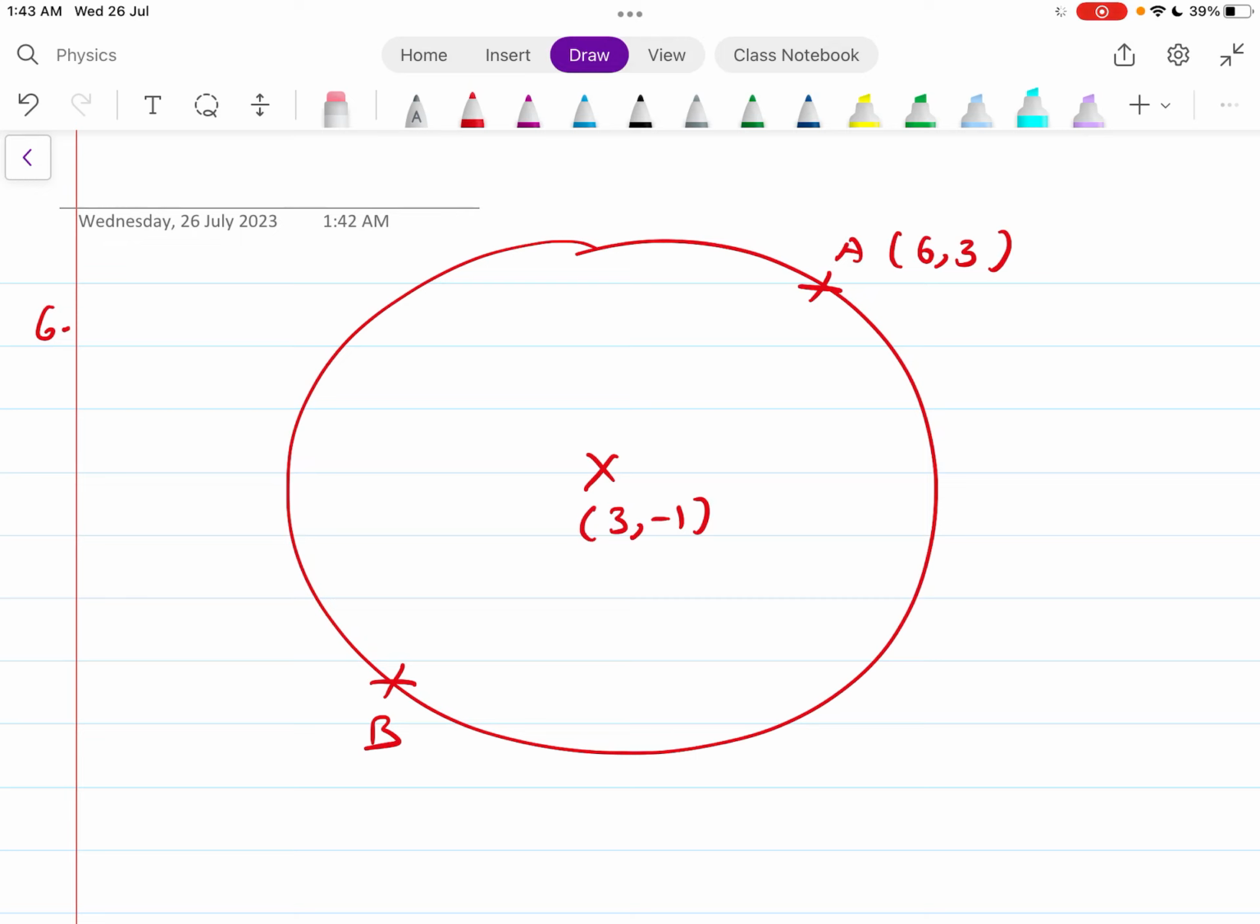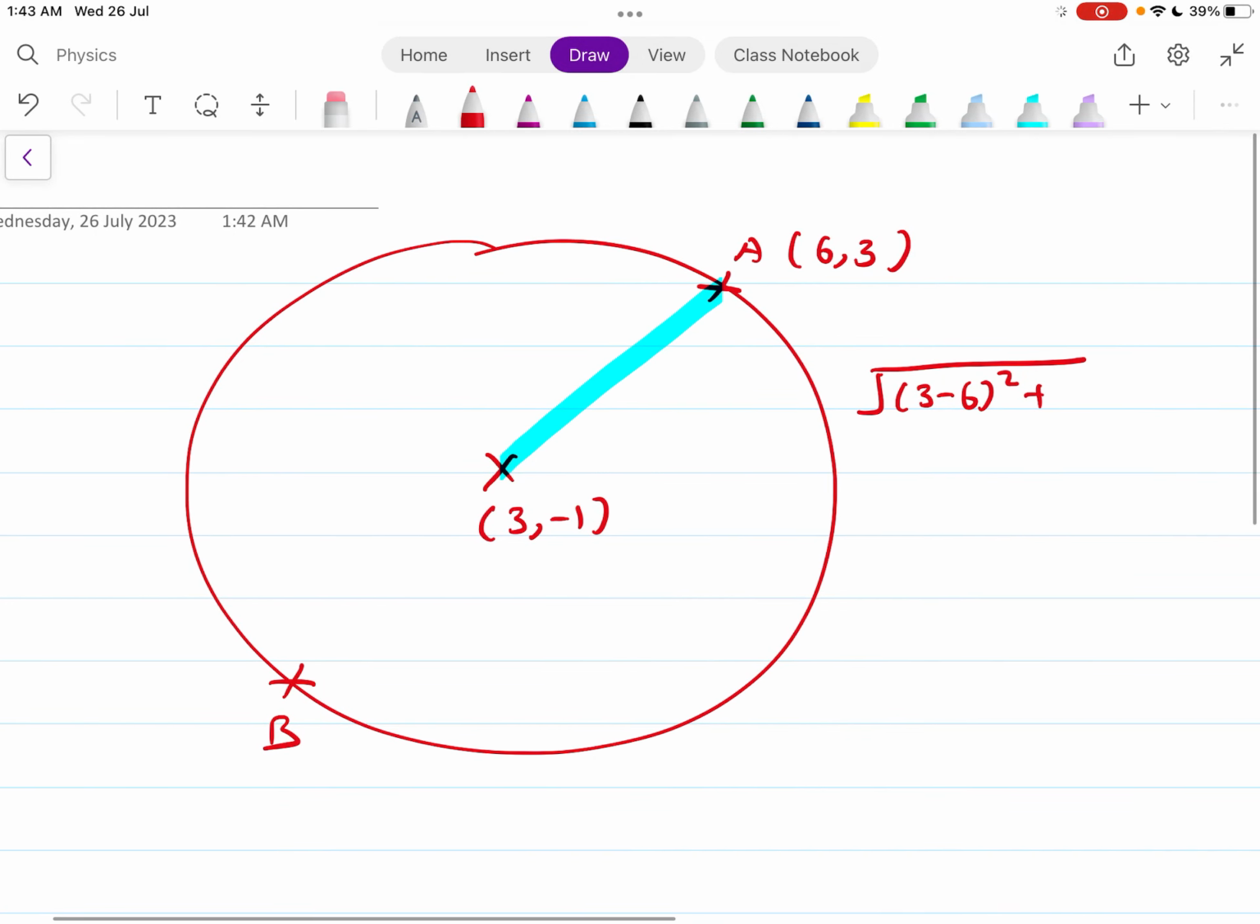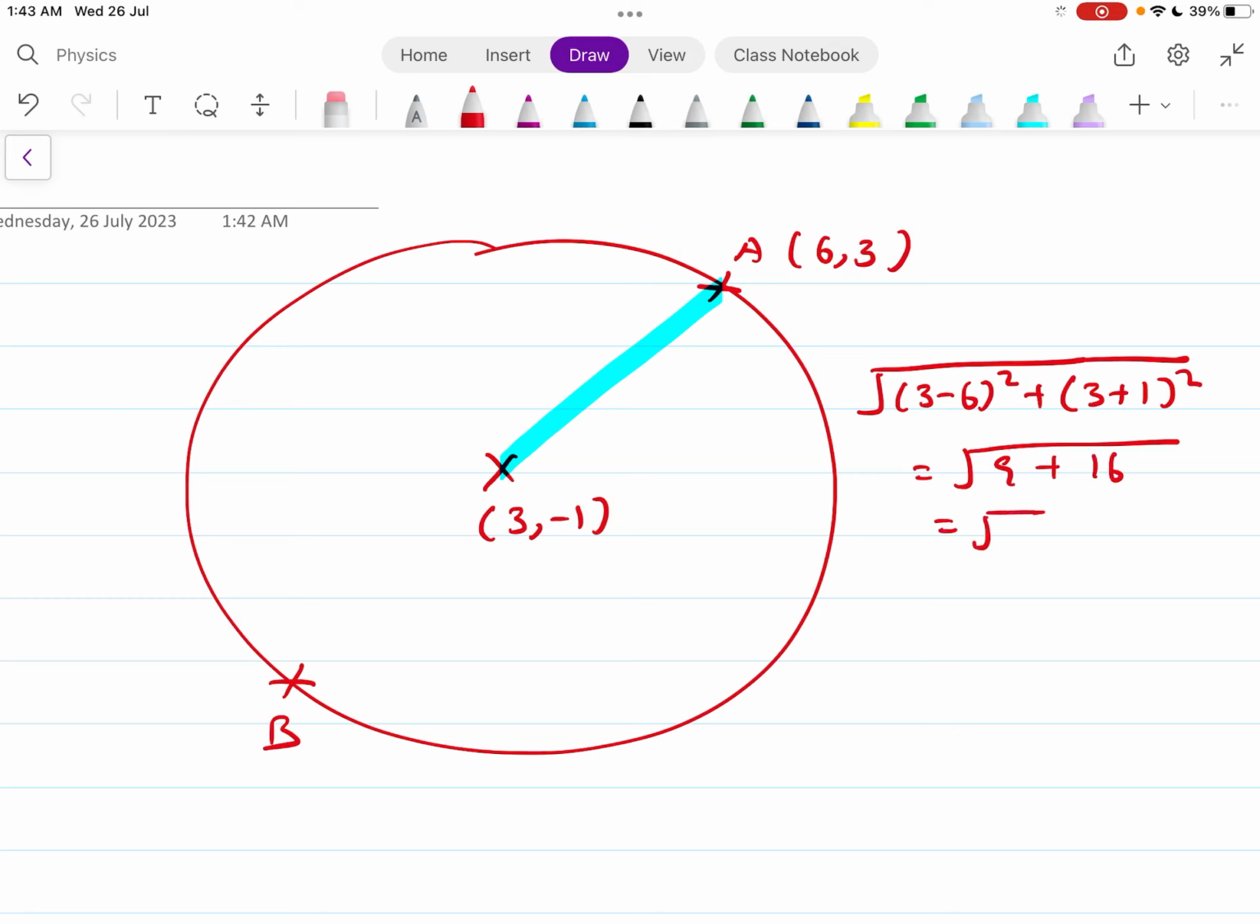Okay, so for the radius, it's simple. You simply just use the length formula, right? So square root of (x1 minus x2) squared, plus (y1 minus y2) squared. So if you calculate correctly, this will be 9 plus 16. So this will be square root of 25, which will give you 5. So this is 5 units.